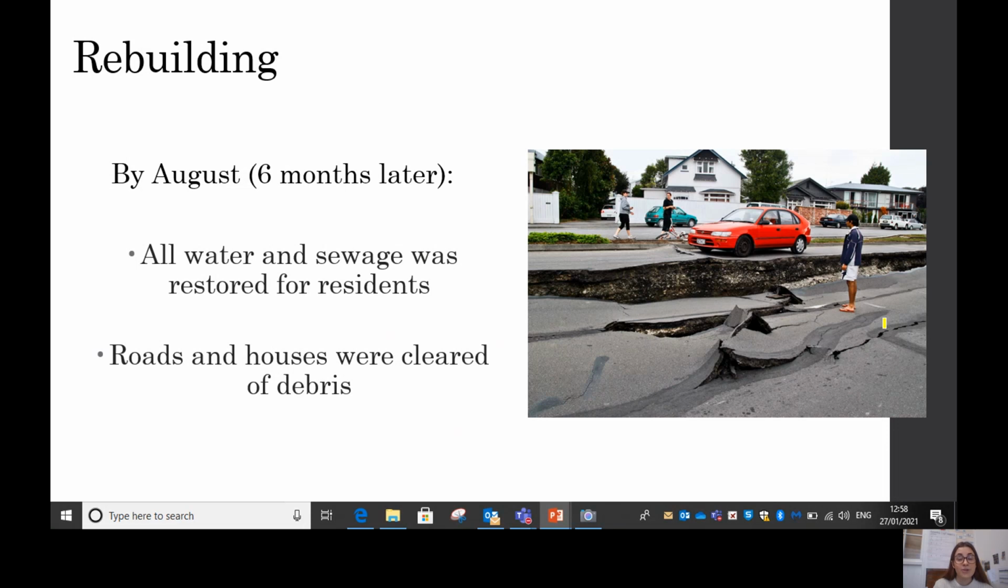So by August, 6 months after the earthquake in 2011, all water and sewage was restored for residents. Now that might seem quite quick compared to the 7 years waiting for a house, but imagine for 6 months if you didn't have a water supply in your house and you had to go and collect it from elsewhere. It's still a massive issue to deal with. And also in August, roads and houses were cleared of debris, again just showing quite how long it takes to sort things out. And here's a picture of a road that collapsed during the earthquake.